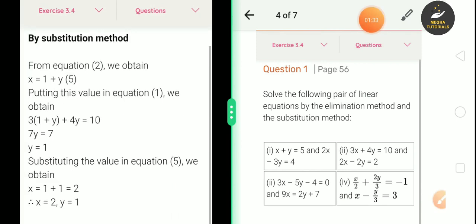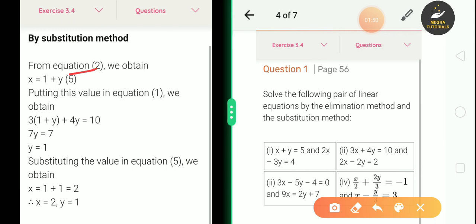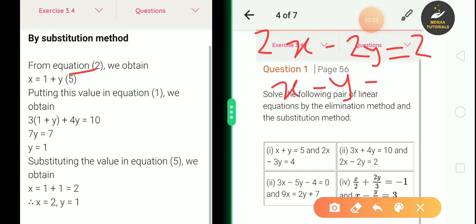Now using the substitution method, from equation 2 we can get x is equal to 1 plus y. Please see how. 2x minus 2y is equal to 2. Divide the whole equation by 2, so we get x minus y is equal to 1. Then transpose y on the RHS, so we get x is equal to 1 plus y. Consider this as equation 5. Put this value of x in equation 1.